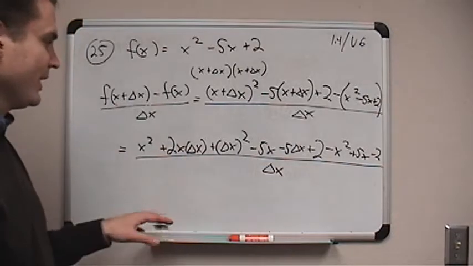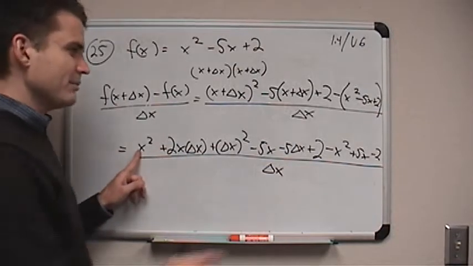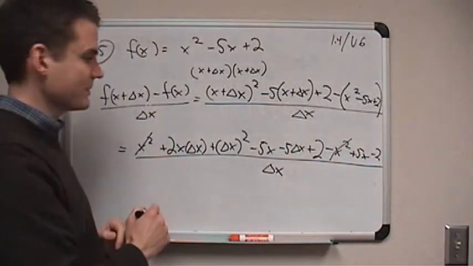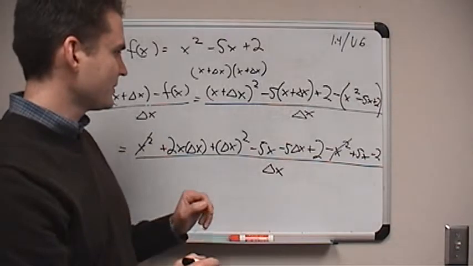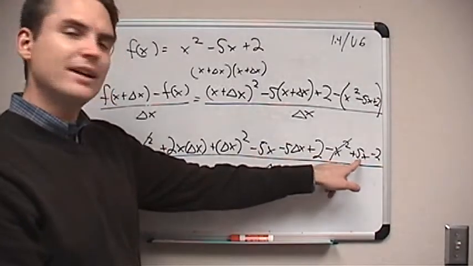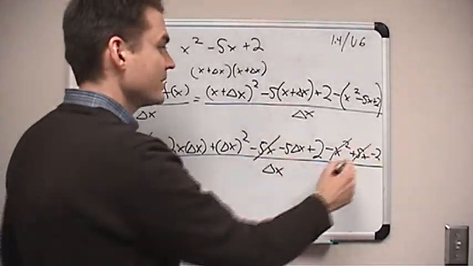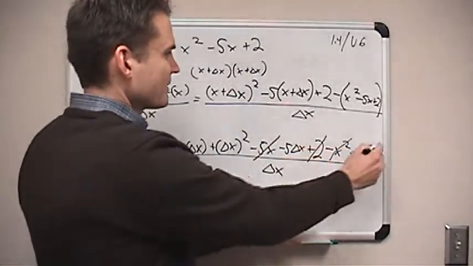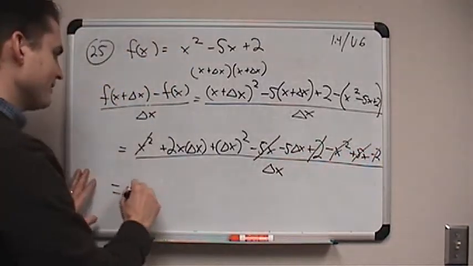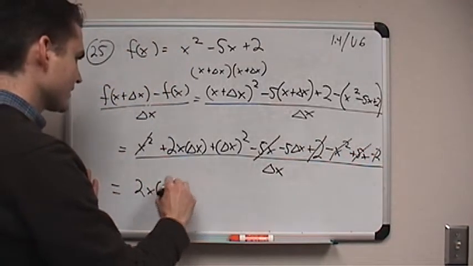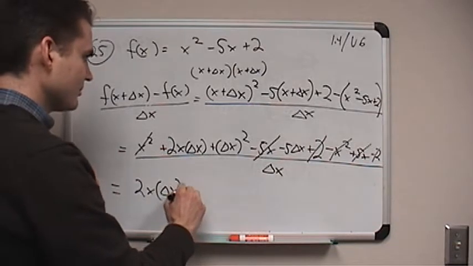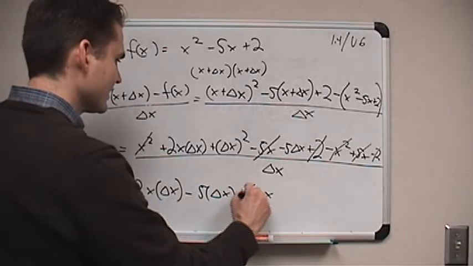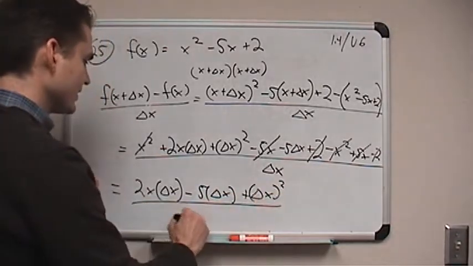Okay. If you look at what we have here, I've got an x squared as my first term. But later on, I'm subtracting x squared in the numerator, so I can actually cancel those two things. Okay. Now, what else can I cancel? Well, I have a negative 5x, and here I have a positive 5x. So those two cancel. They add together to get 0. And finally, I have a 2 and a negative 2, which cancel. Okay, so at the very end, all I have is 2x times delta x, okay, minus 5 times delta x, plus delta x squared all over delta x.